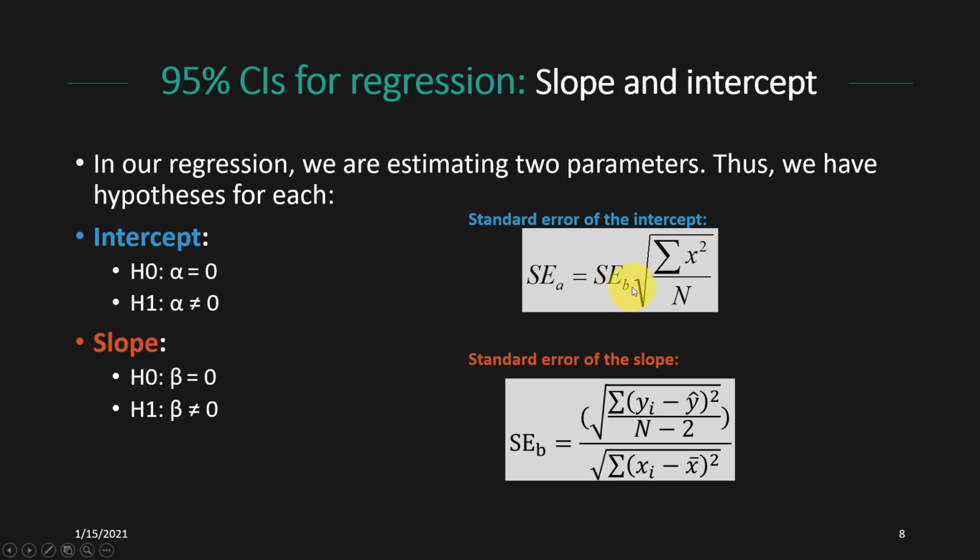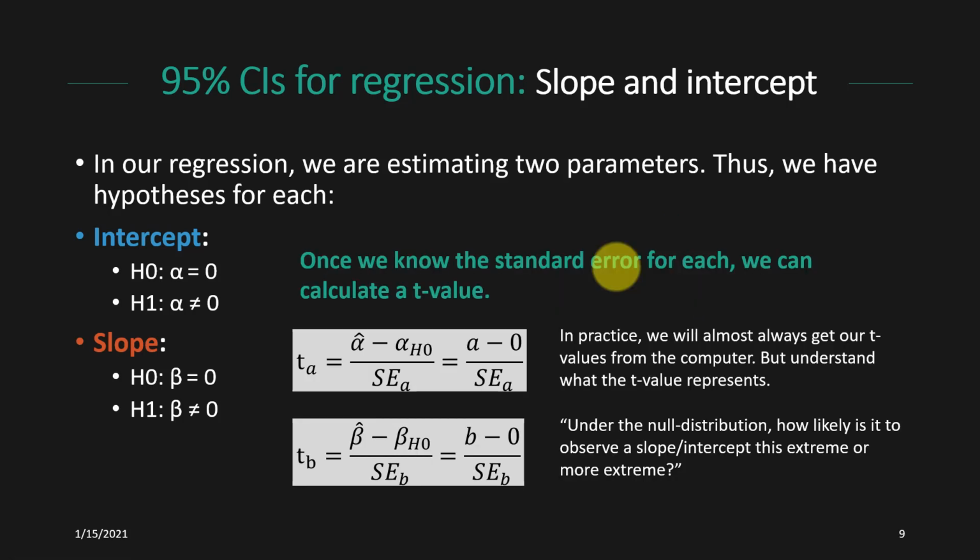We take the standard error of the slope and we multiply it by the square root of the sum of all the x's squared divided by the number of observations. Once we have those two standard errors, though, we can get a t-score for each intercept and slope. So the t observed value for the intercept will be the difference between the intercept that we observe in the sample and the intercept that we assume under the null hypothesis divided by the standard error.